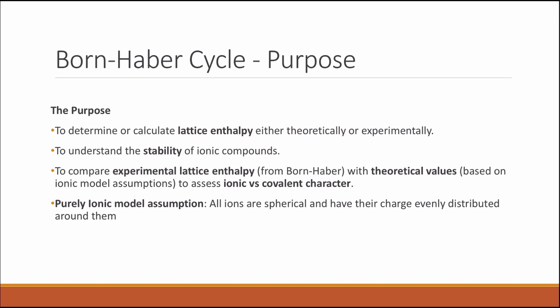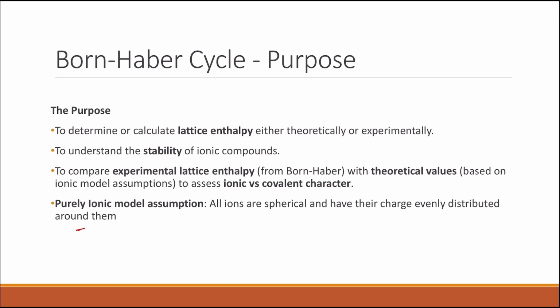Why are we determining or calculating this? We want to compare the value we are going to get from the Born-Haber cycle with the value from the data book, or the theoretical value. Theoretical values assume that all ionic compounds are pure ionic compounds. So there is something called the pure ionic model assumption. The pure ionic model assumption assumes that all ions are spherical and their charge is evenly distributed around them.